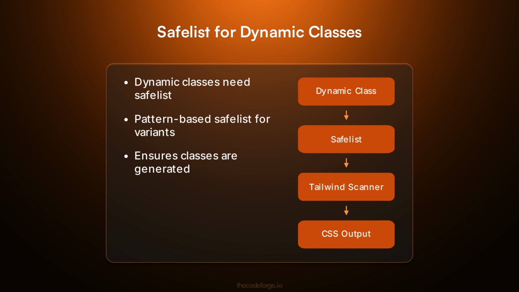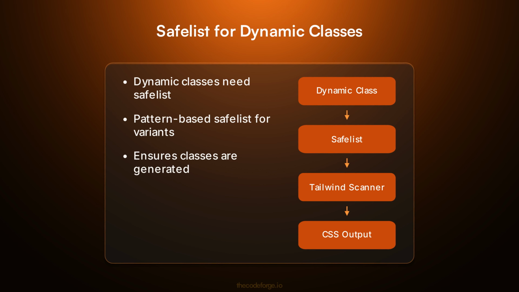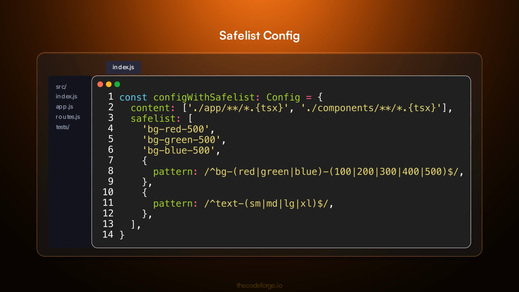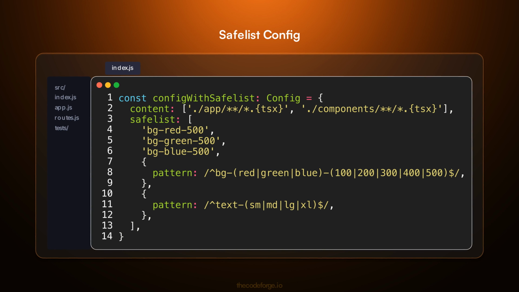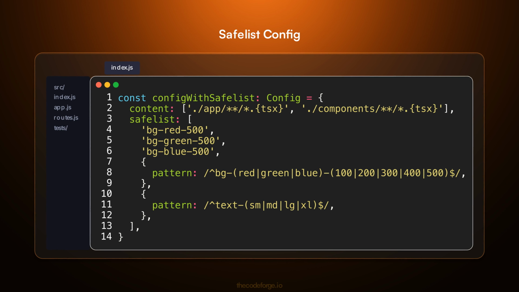For dynamically constructed class names that Tailwind can't statically analyze, use the safelist option. You can list exact classes or use patterns to include all variants. Here's how to add a safelist. You can include exact classes or patterns. This ensures that dynamic class combinations are always generated, even if they aren't found in your source files.